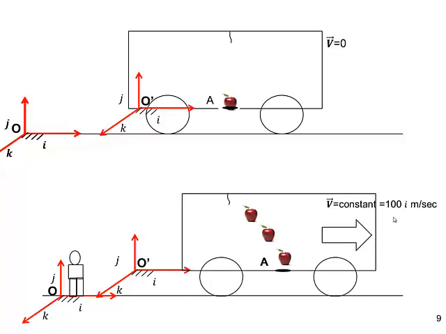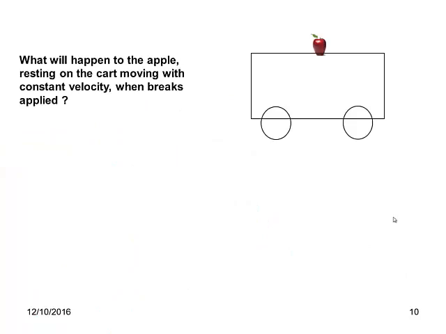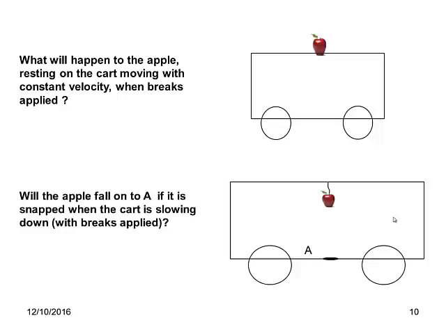Now think about two questions. What will happen to the apple resting on the cart moving with the constant velocity when brakes are applied? And for the previous example, will the apple fall onto A if it is snapped when the cart is slowing down or brakes are applied? We will discuss this in part 2 of the lecture.